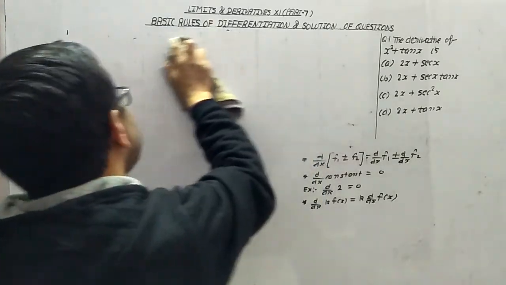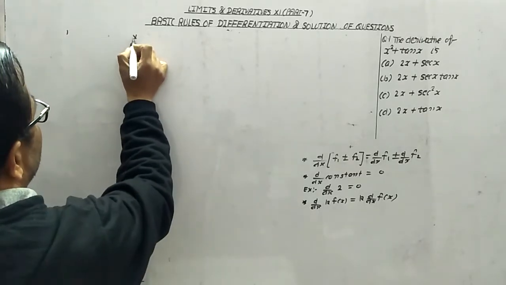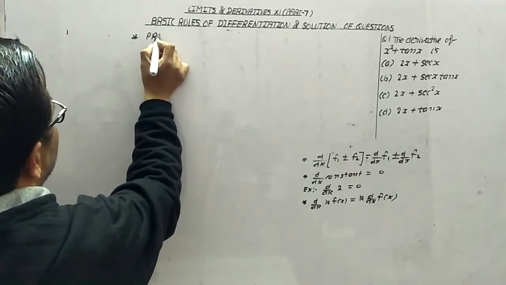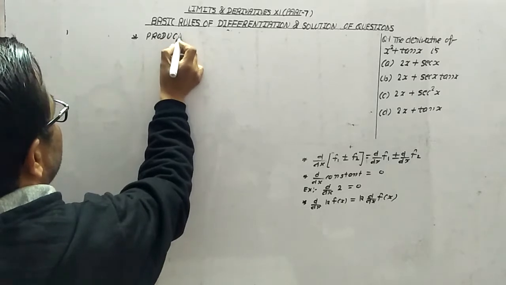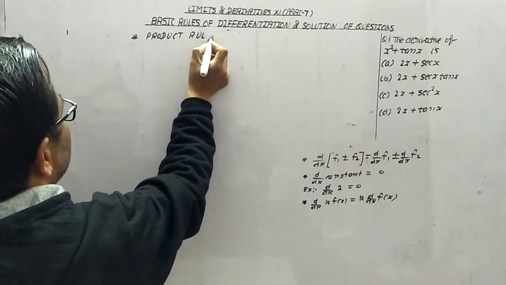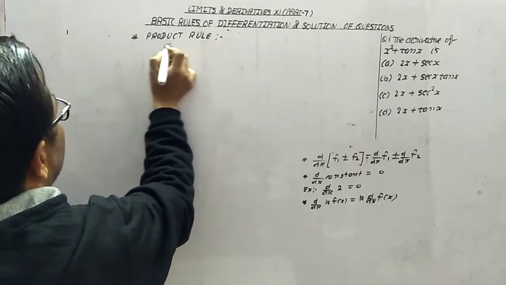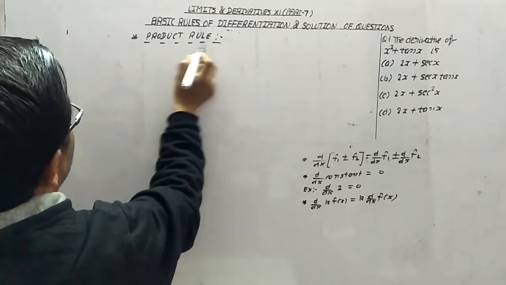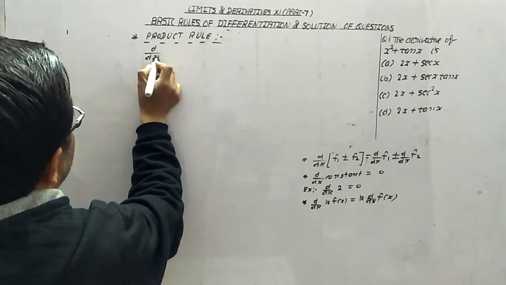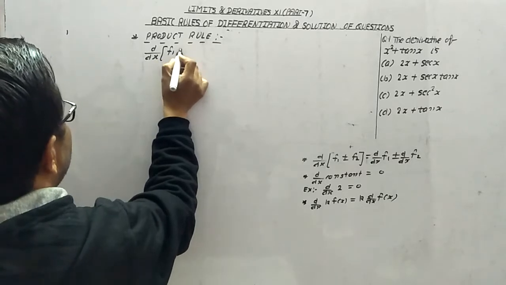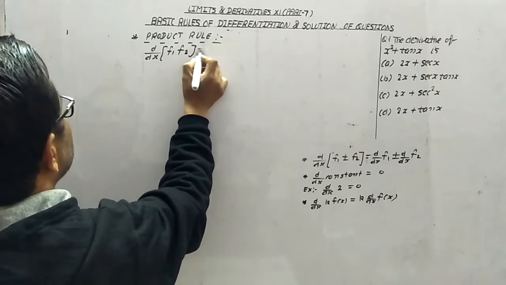Now look at this thing. There is another rule. This rule is known as the product rule. What is this? Product rule. It means if we have any two functions which we have in product, then how will we find out the derivative? The rule is this: dy by dx of f1 into f2, which are functions of x.